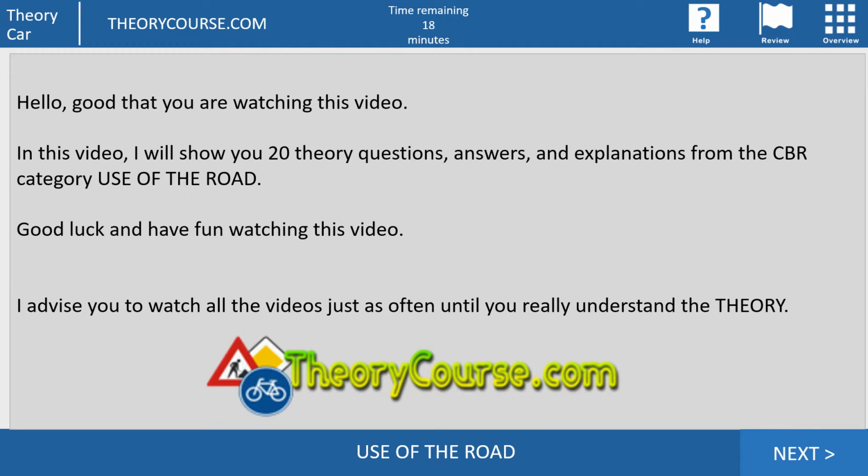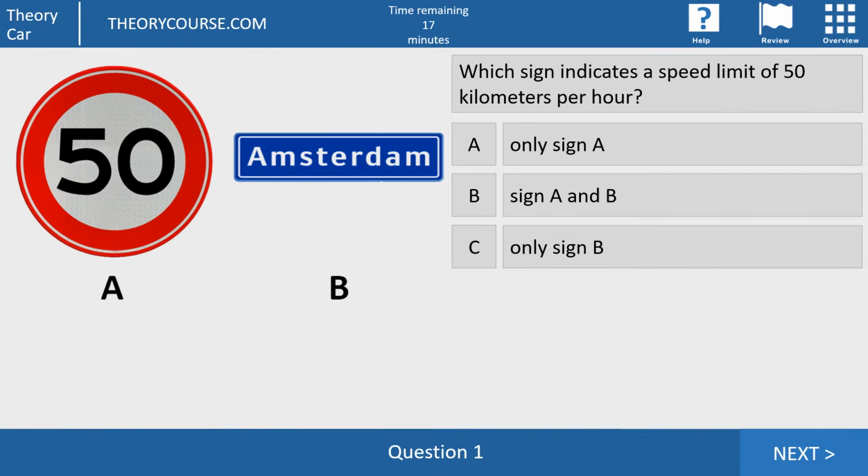Time for the first question. Question number 1. Which sign or signs indicate a speed limit of 50 kilometers per hour? Is it only sign A? Is it sign A and B? Or is it only sign B?